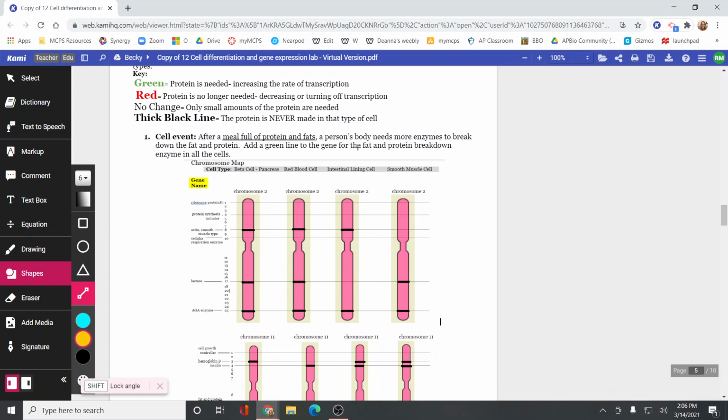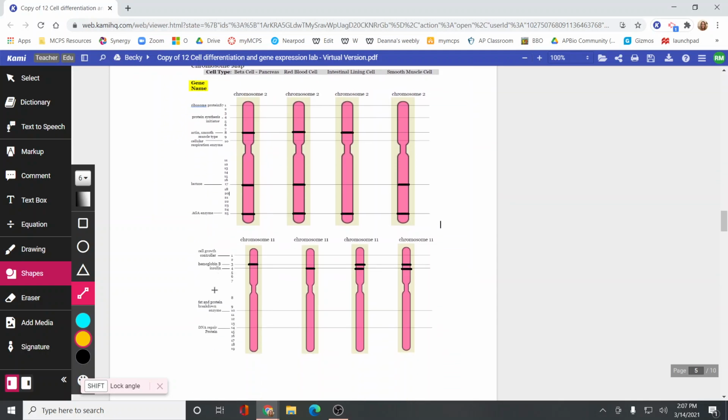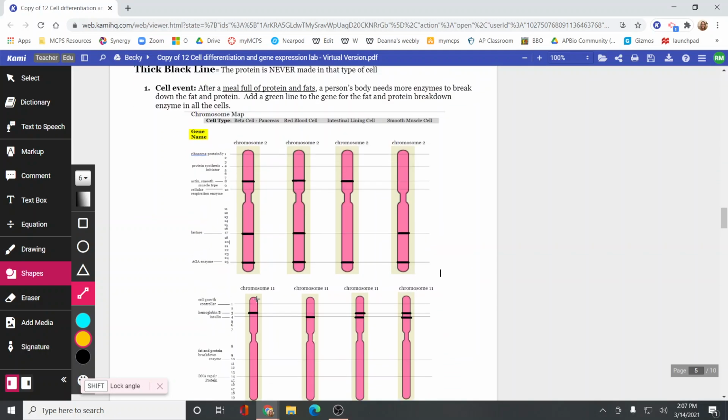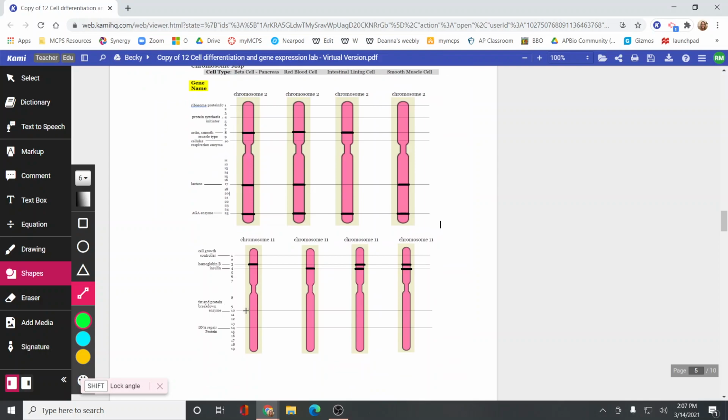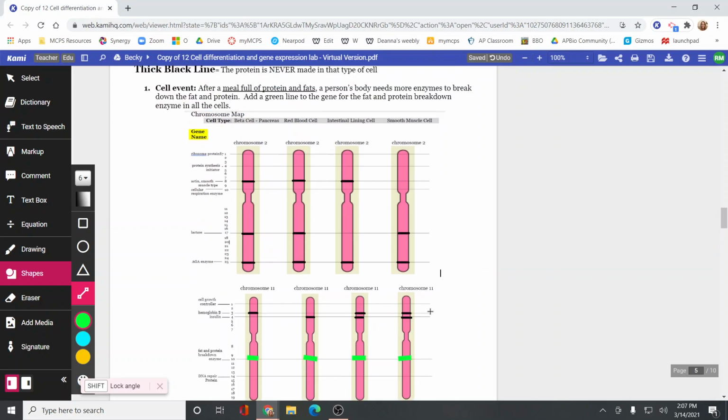So first thing you have to do is find fat and protein breakdown enzyme and believe that that exists. I'm sorry that this is really small. Here is fat and protein breakdown enzyme. We are going to activate that in all cells. So by putting a green line, we're saying we're turning it on. So green now means on. So what happens is that if the cell does not have an activator, it might make that protein just really, really slowly. But if you put this green activator on, you're saying, hey, it's time to speed this process up, and we're going to make a lot more of this protein.